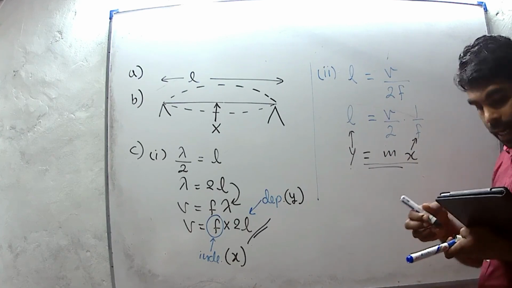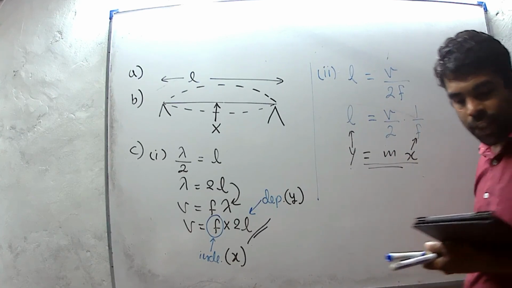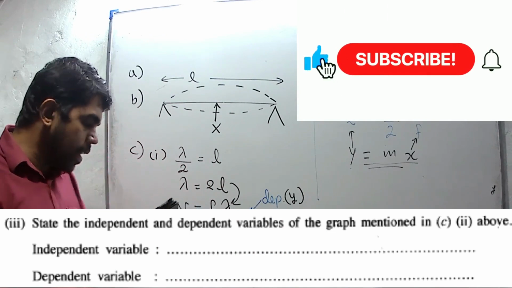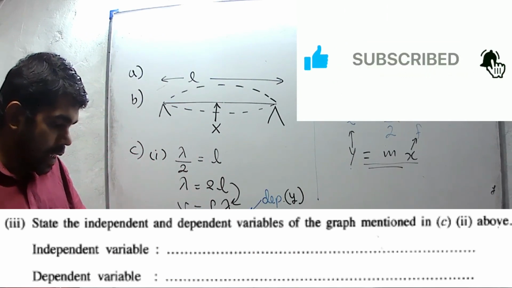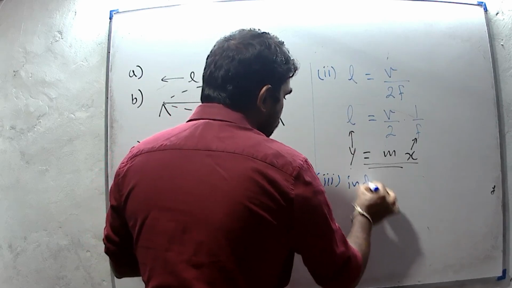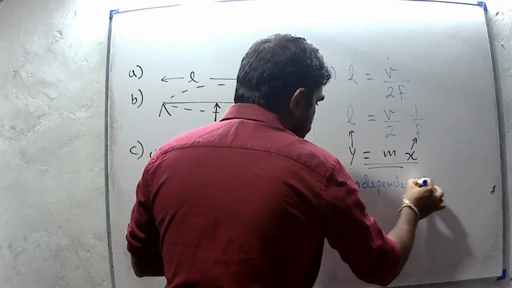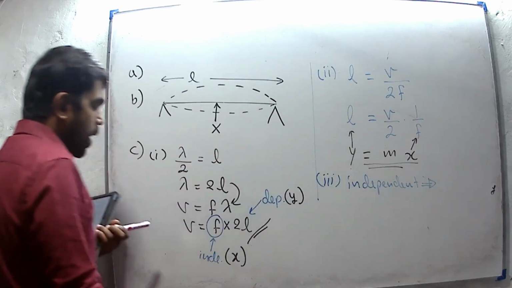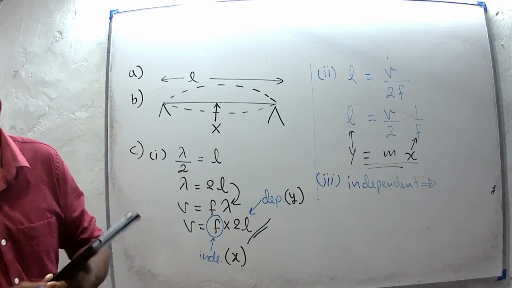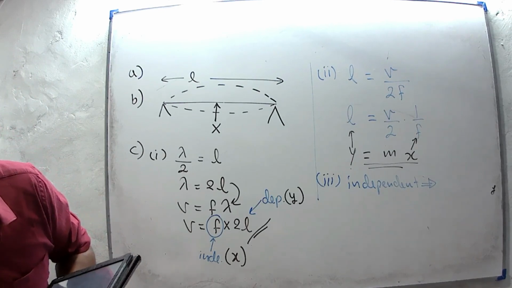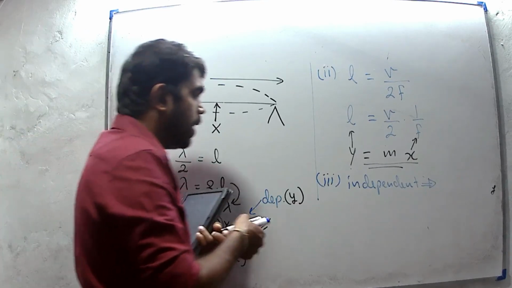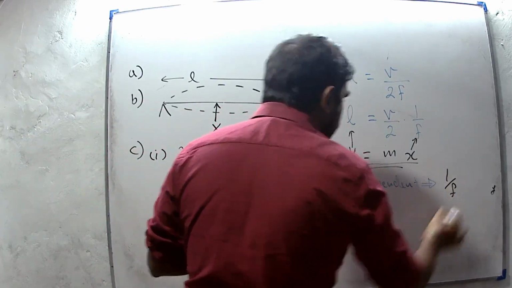Then it is the correct rearranged equation for part 2. Then part 3. State the independent and dependent variable of the graph mentioned in C2 above. Independent variable is the physical quantity we have considered on the x-axis. It is 1 over F. Therefore, we have to write independent variable 1 over F.